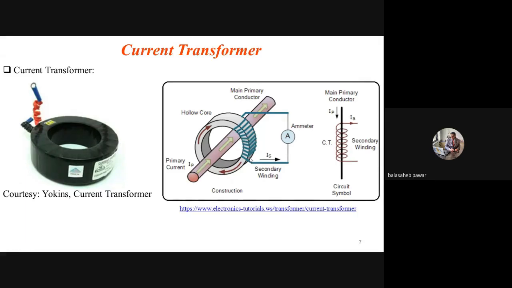Transformer ratio is 10:1. The secondary current is 0.5 ampere. Yes, 0.5 ampere, or we can say 500 milliamperes. Now, how is it to be indicated? That flow of current is currently 500 milliampere, or 0.5 amperes.